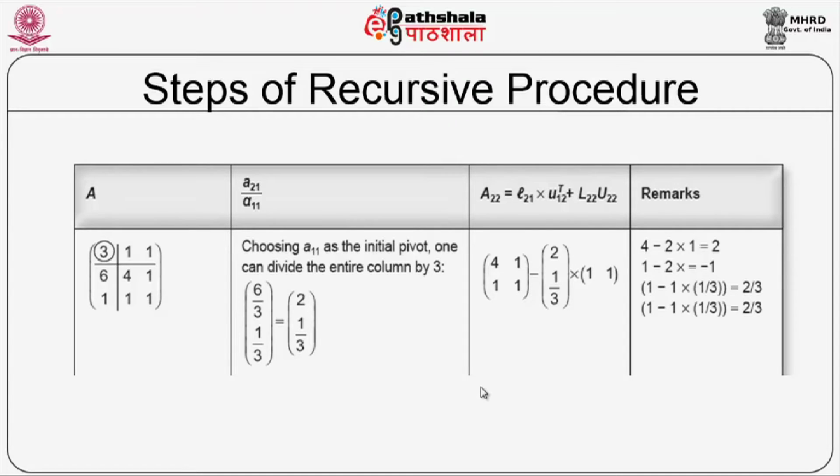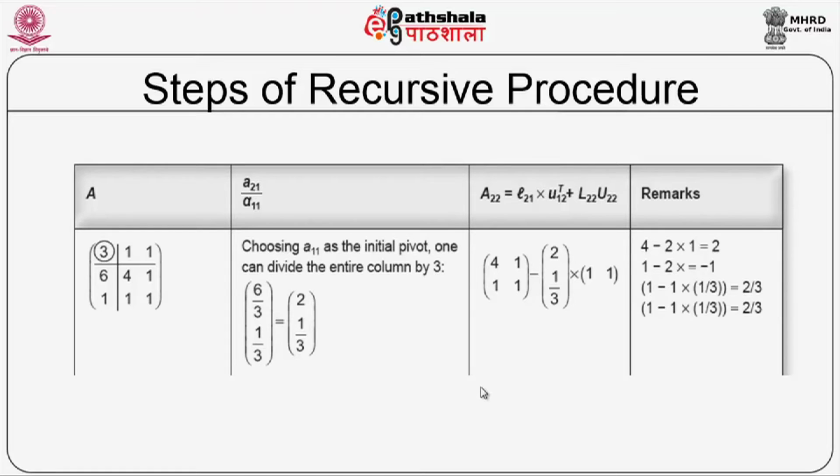So, that means you can see the transformation that is happening. Keep the pivotal element and divide the entire column by that particular element. You can see exactly what is happening on the third column. Now this A22 is going to be updated. The capital A22 represents the matrix 4 1 1, and now you can see exactly how this recursive transformation is taking place.